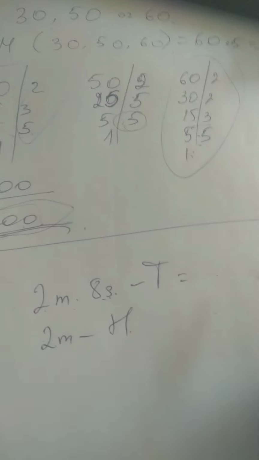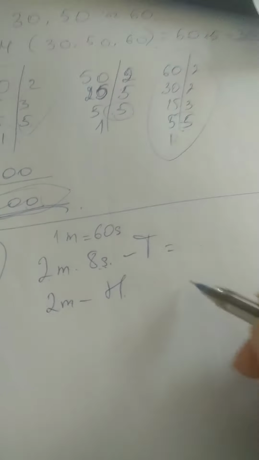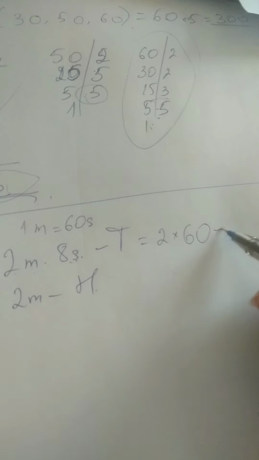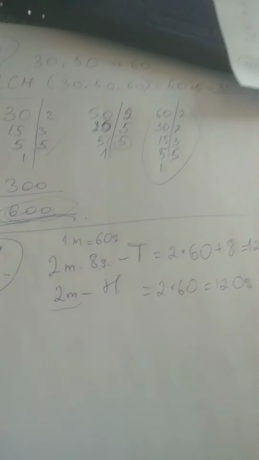So 2 minutes. 1 minute is what? 1 minute is 60 seconds, yes? So, can I write 2 times 60, because we have 2 minutes? Then, additionally, we should add 8 seconds, because 8 already is in seconds. That's why we don't need to convert. So, 2 times 60, 120, plus 8, 128. Then, for Harry, this is 2 minutes, so 2 times 60 is 120, and both of them are in seconds.